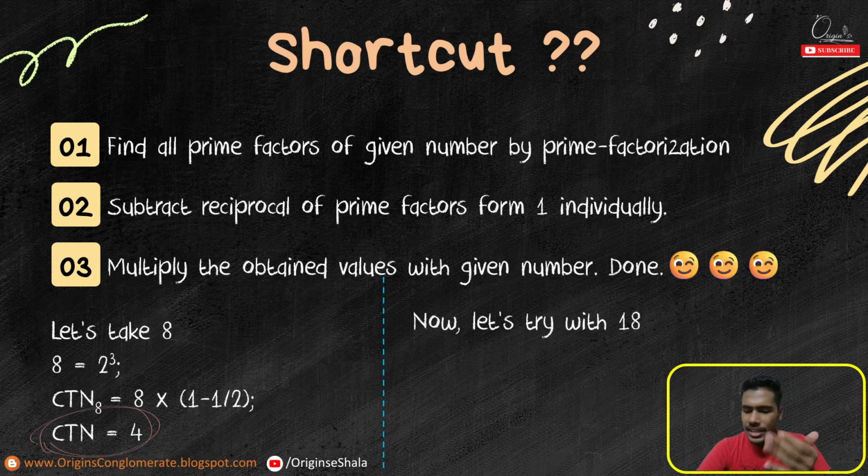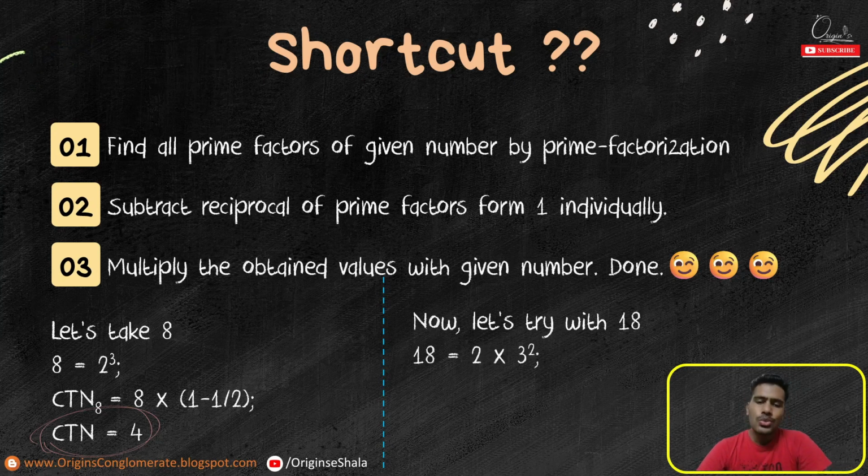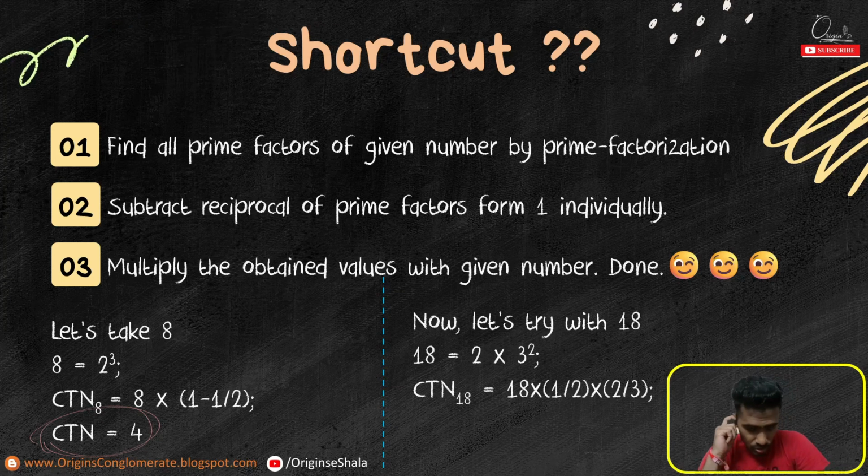Now let's try again with 18. This is a new number because you may say that it might be a coincidence. So let's try it on 18 now. I am intentionally taking small numbers so you can verify them by counting with that old method and matching with the answer we are getting here. So 18, I can write it as 2 into 9, that is 3 square. So 2 and 3 are my factors. Now similarly, we have to take the reciprocal of 2 and the reciprocal of 3.